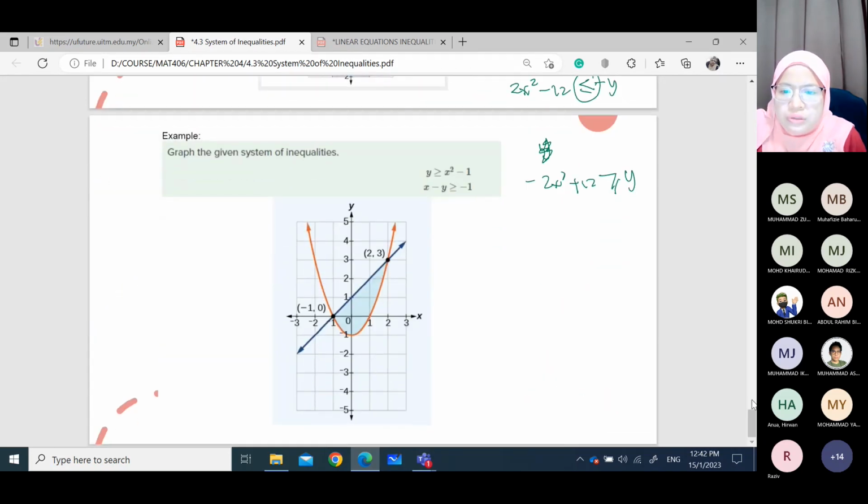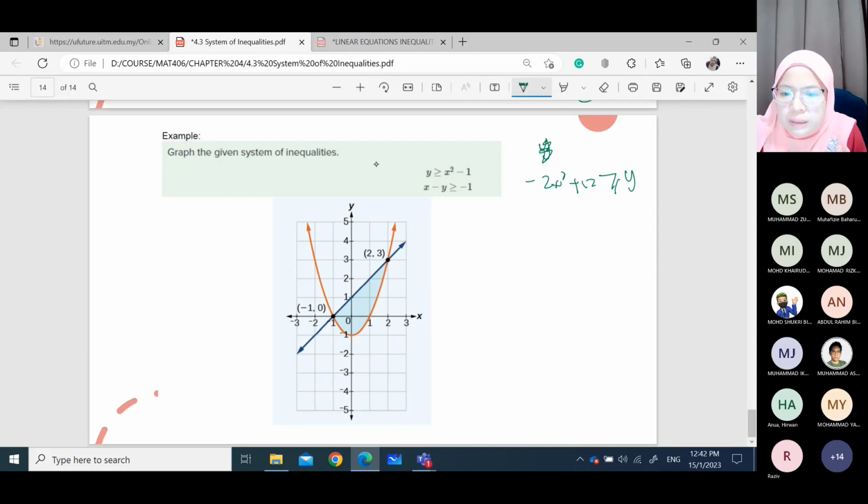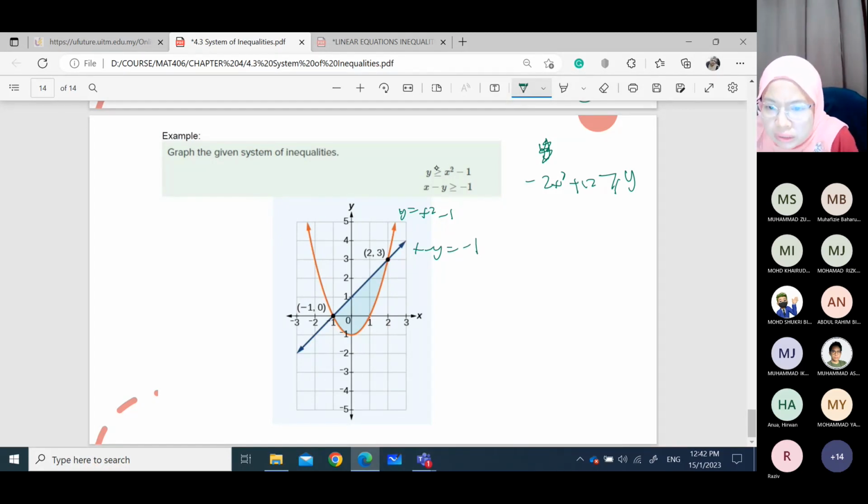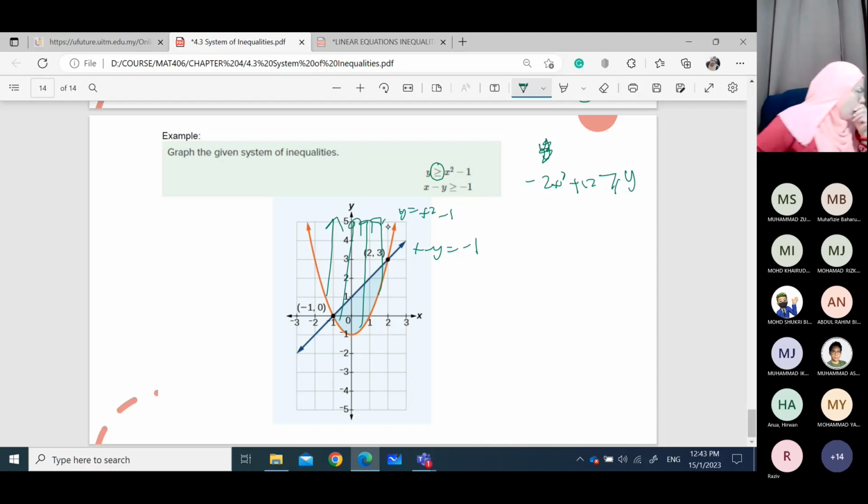Alright. Yang ni pun sama jugalah. Kita tengok dekat sini. Yang lengkung ni adalah y equal to x squared minus 1. So yang straight line ni adalah x minus y equals to negative 1. So tengok inequalities yang ni y greater than. So bila y greater than, the region is above the graph. Di atas graph. Okay.